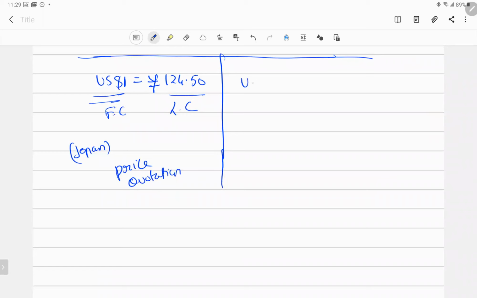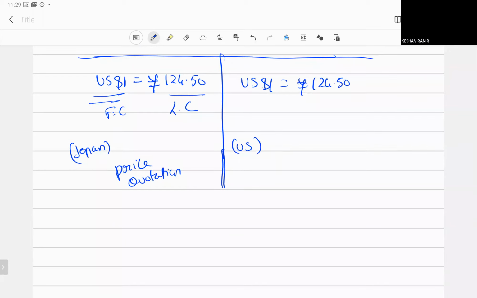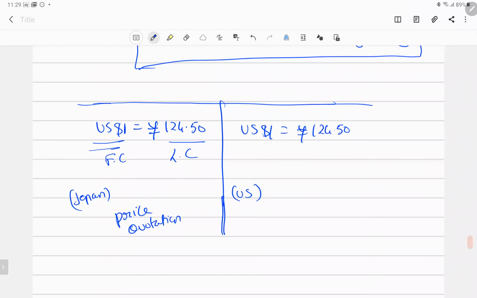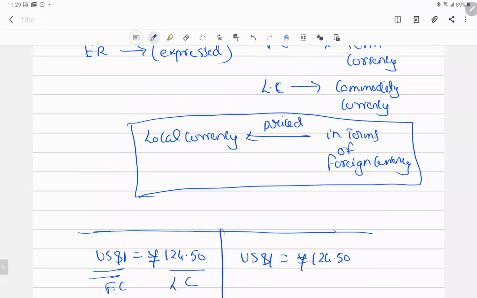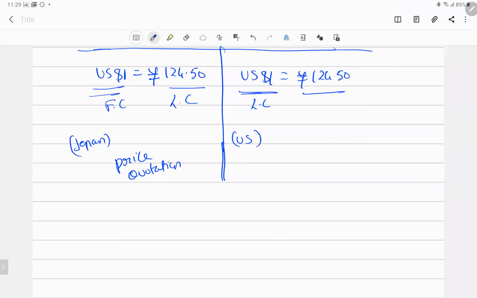For the same example, US $1 equals 124.50 yen. So when it comes to the US, what type of quotation is it? Volume quotation, right? In the volume quotation, the local currency is being priced in terms of foreign currency. So this is your volume quotation.